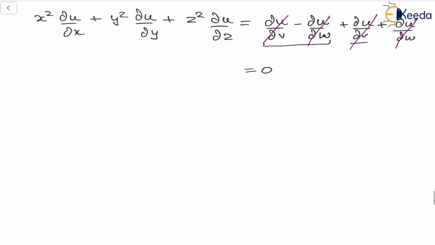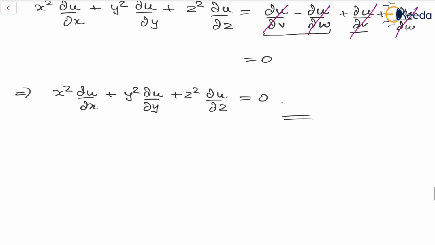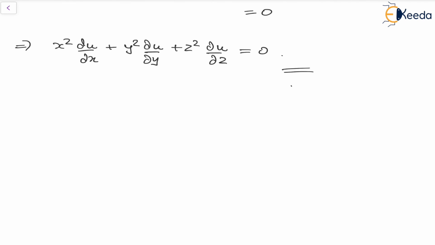So the result is x square dou u by dou x plus y square dou u by dou y plus z square dou u by dou z is equal to 0. And this is what we had to verify. So LHS becomes RHS and hence it is verified.